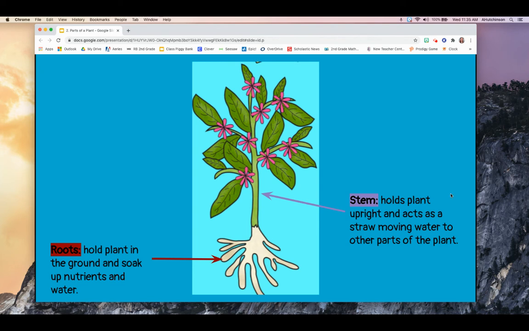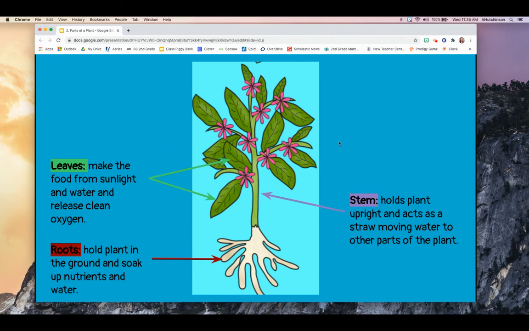If you can't fit all of that on your worksheet, that's okay, but make sure you have some of this information on your worksheet. Coming off of the stem, we have leaves. The leaves make food from sunlight and water, and they release or give off clean oxygen. That's super important. That's how humans and animals can breathe.